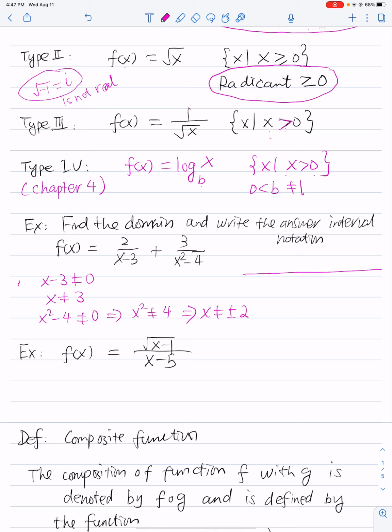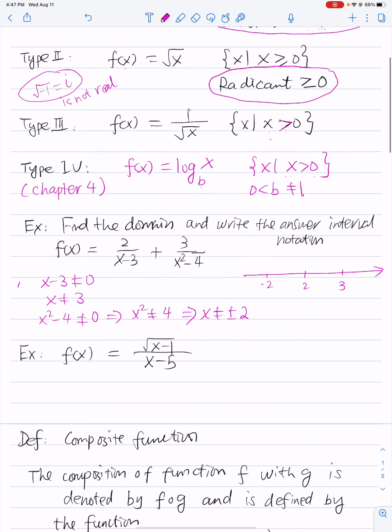Let's see how we could graph it. Negative 2, 2, 3. These cannot be equal to, so what do we use? Open circle, open circle, open circle. Okay, and how could we use interval notation here? Every open circle will turn into parentheses, because we do not include these points.